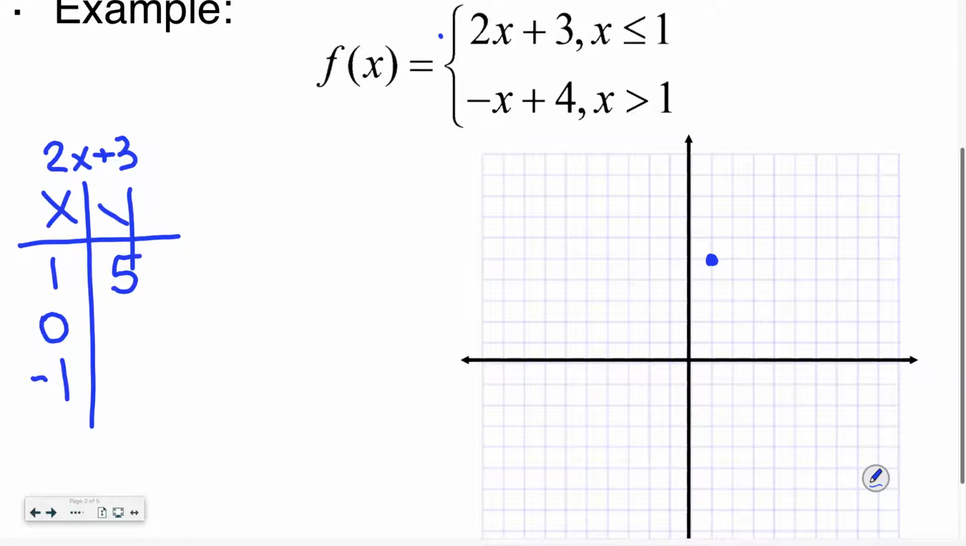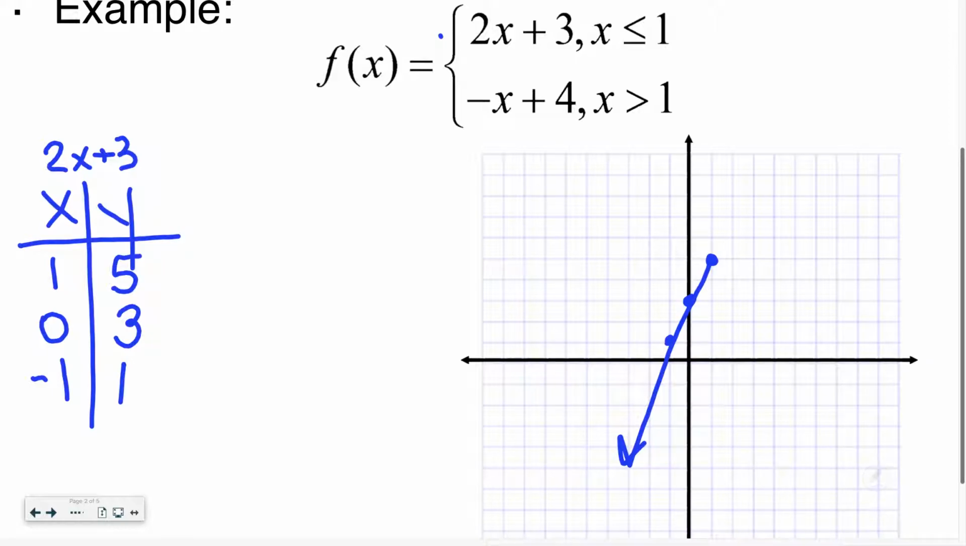When x is 0? 3. Okay, so there's your y-intercept. And when x is negative 1? Okay, so we only have a piece of our line.